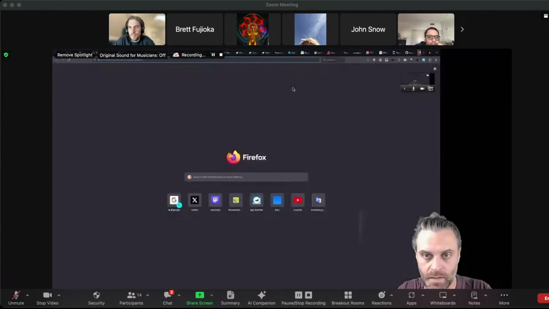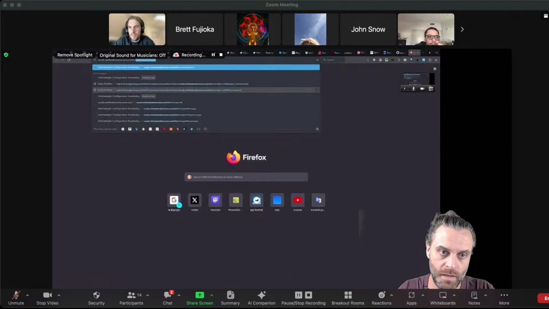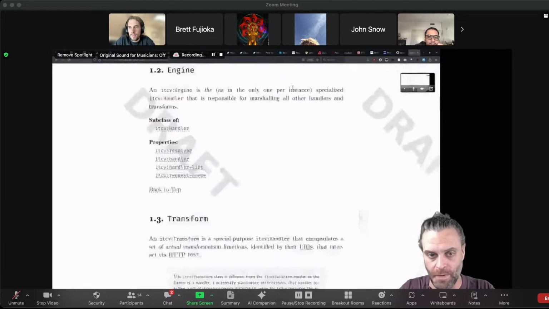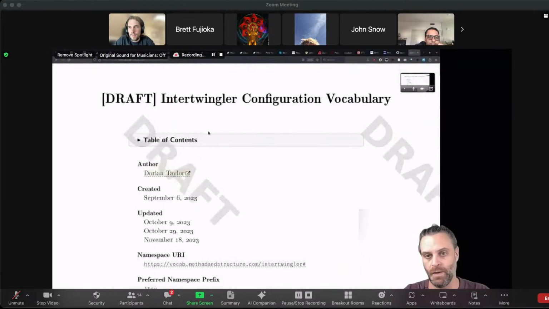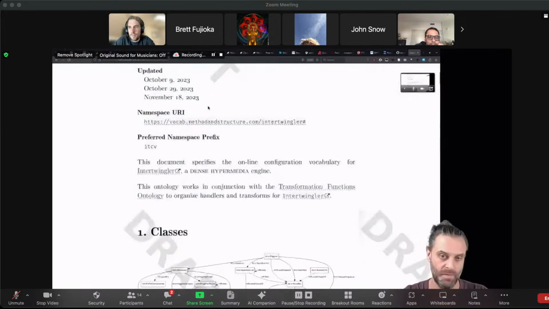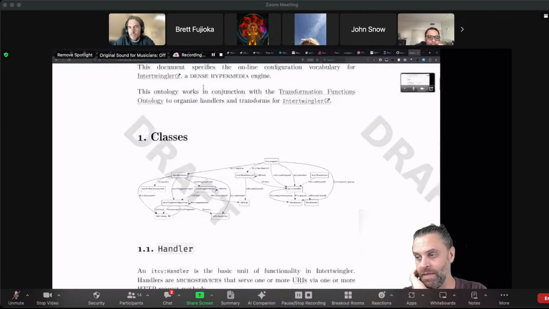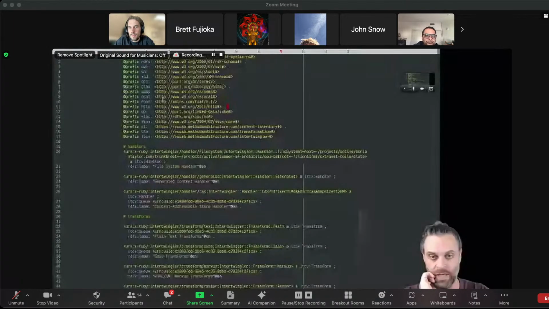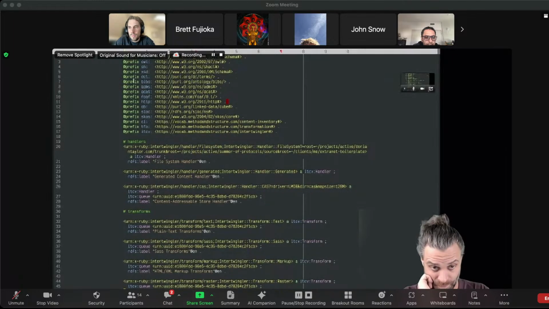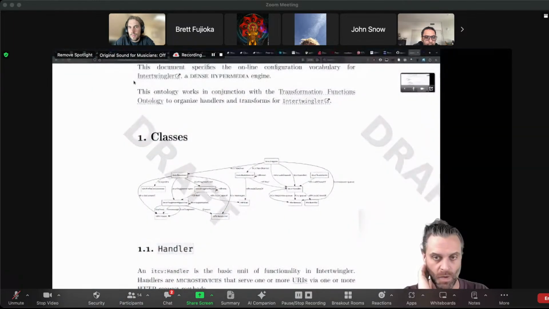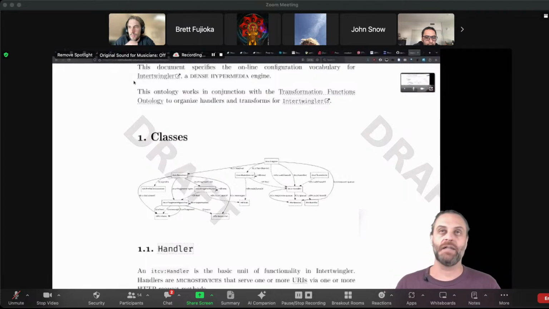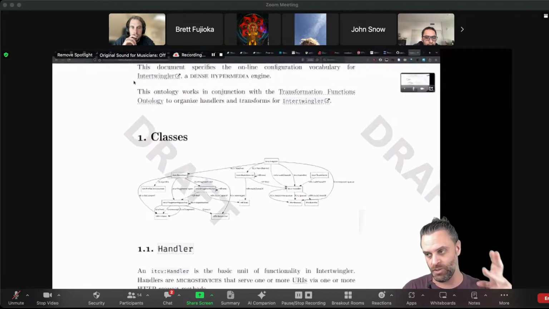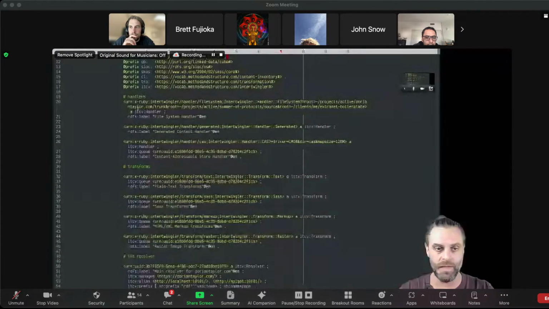That's not it. So this is kind of the way to interface with this in general. This ontology is effectively what you're seeing over here, instantiated. So this took a while to work out. And it effectively describes the engine, it describes the handlers, it describes the transforms. This URN scheme enables the sort of hot configuration of actual code modules.